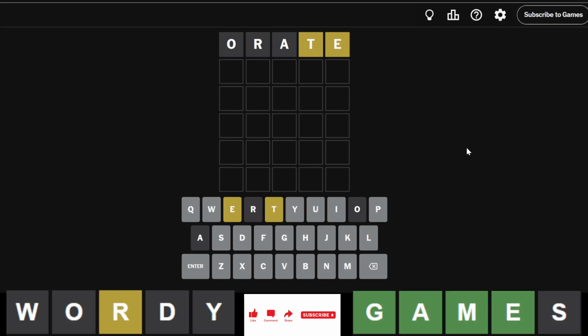Okay, so I got the T and the E, both yellow. I'll just test some letters. Maybe it could be like fillet. We can test the... Let's go slime. No, I meant slimy is what I meant. Let's see what happens. It is fillet, I think. Look, I'm pretty sure it's actually fillet, though.